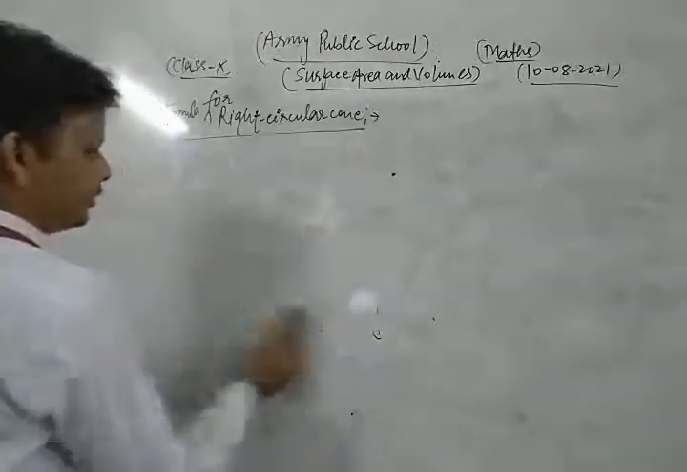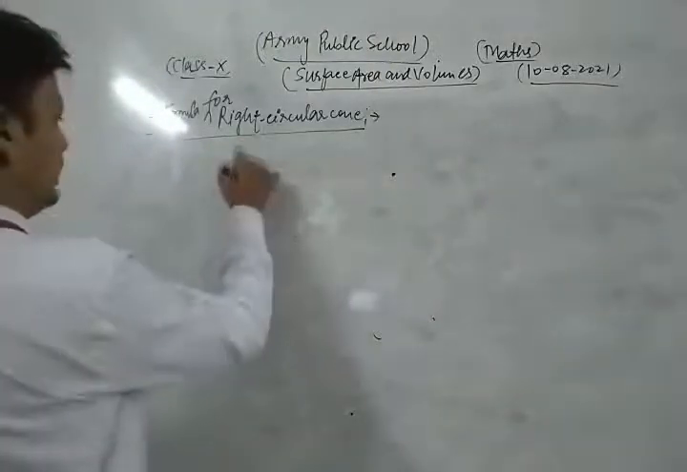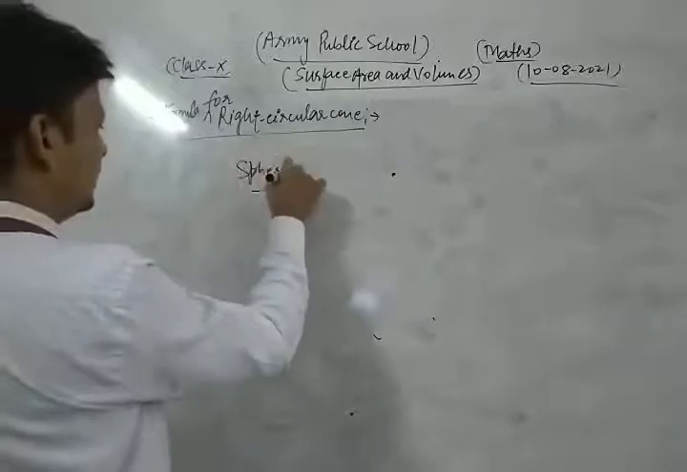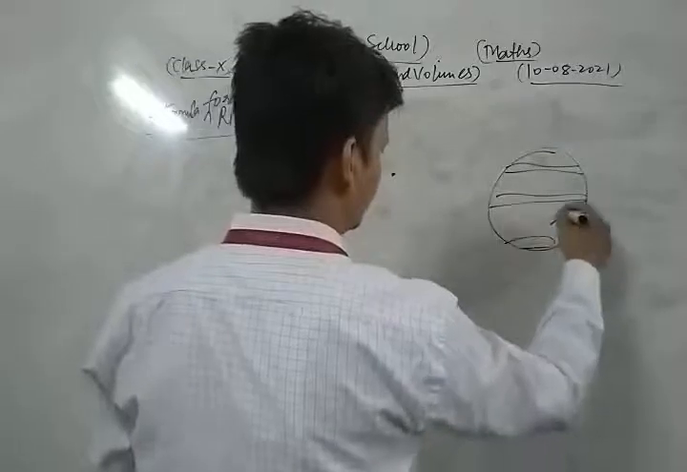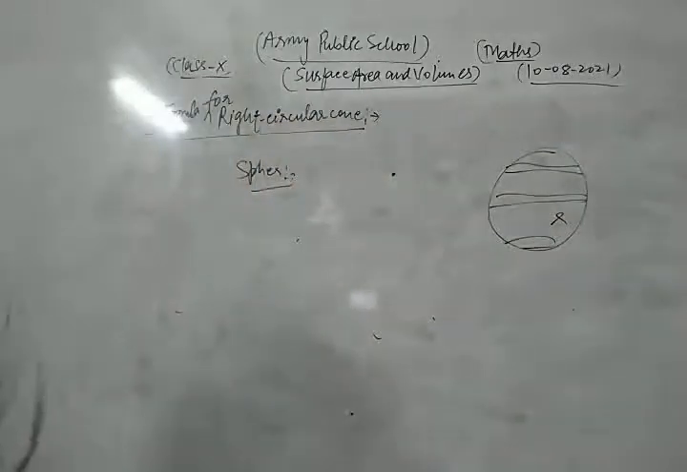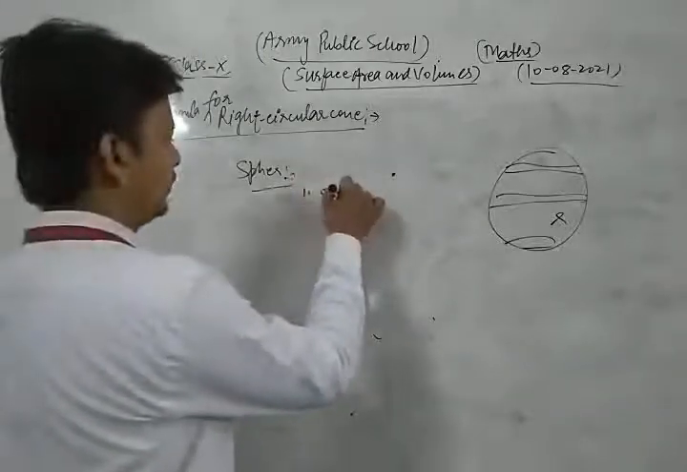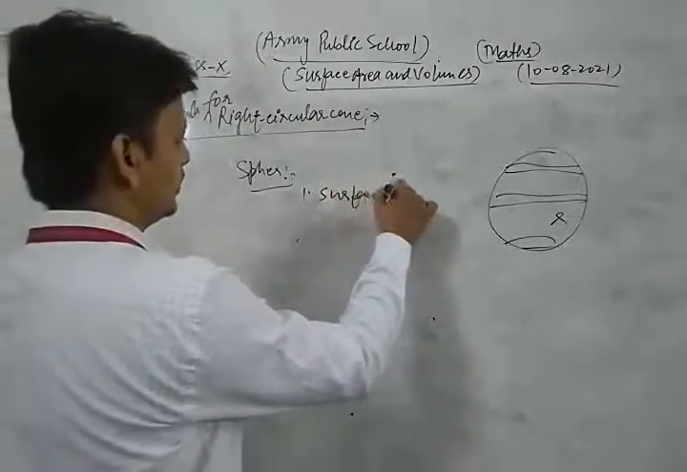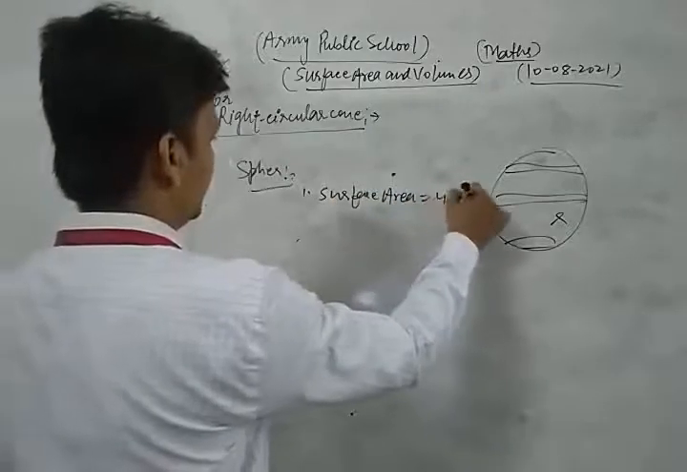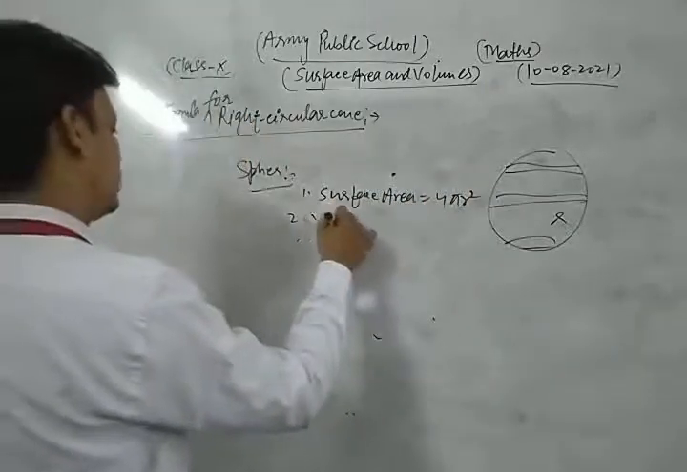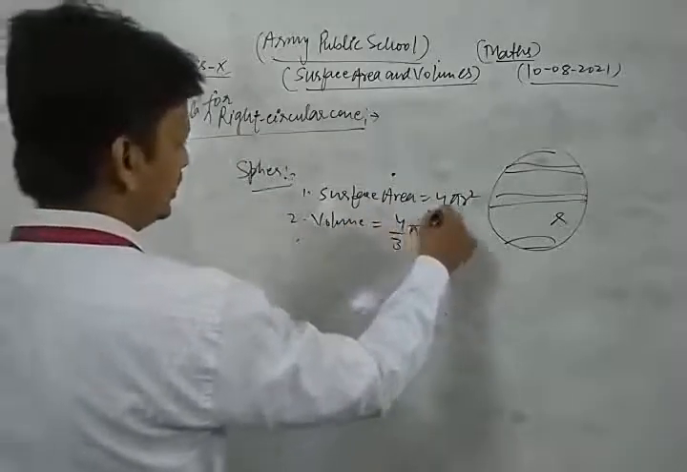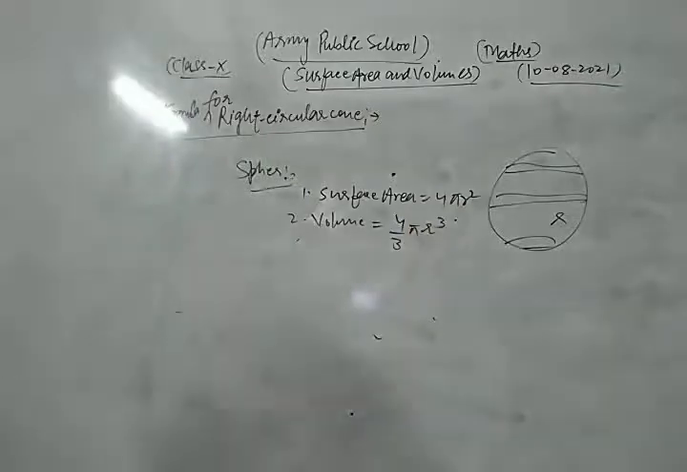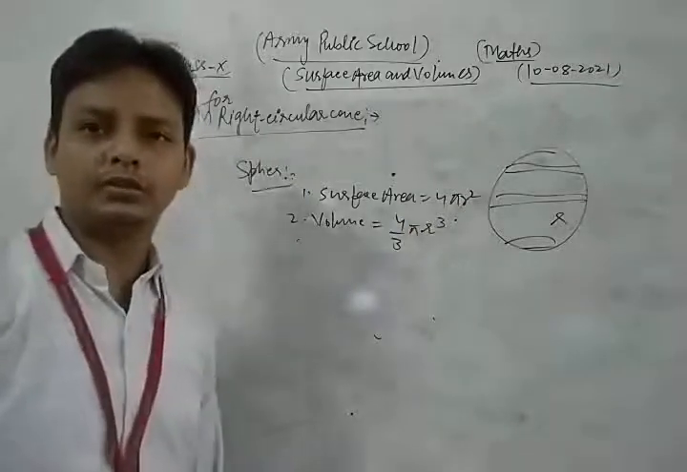Now we discuss the formulas for the sphere. Suppose this is a sphere and the radius of the sphere is R. There are two important formulas related to it. First is surface area. Surface area of sphere is 4 pi R square. Second one, volume of sphere, is 4/3 pi R cube. This is the concept of sphere.